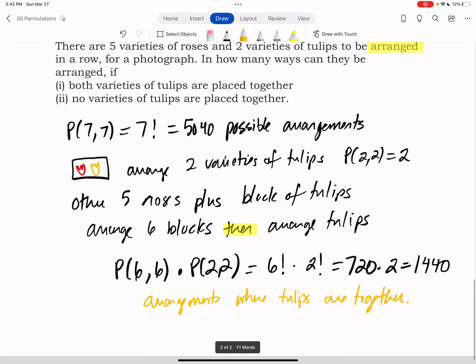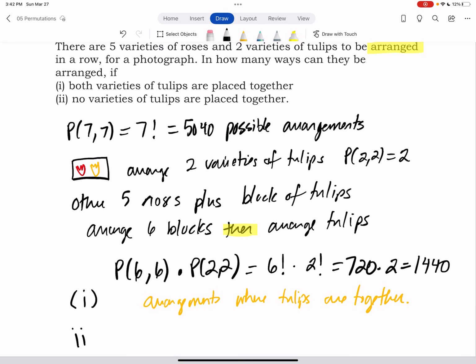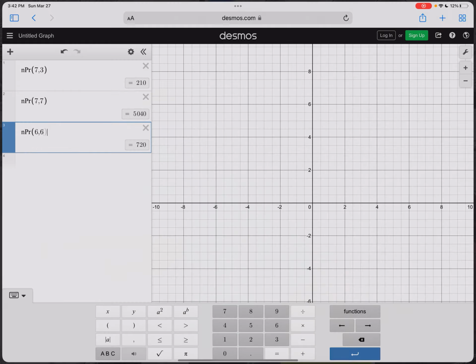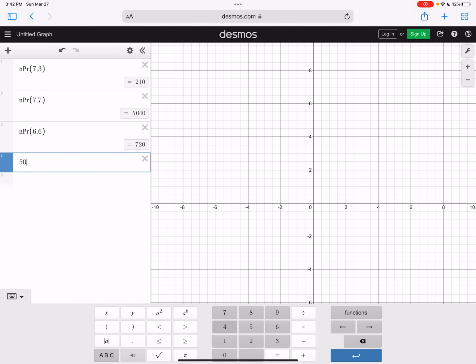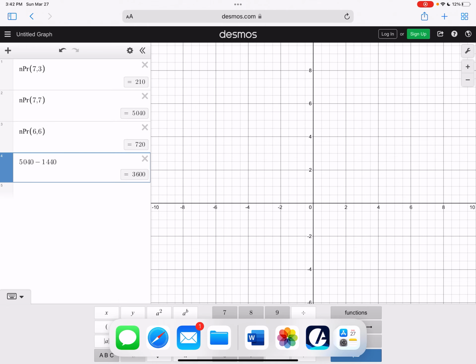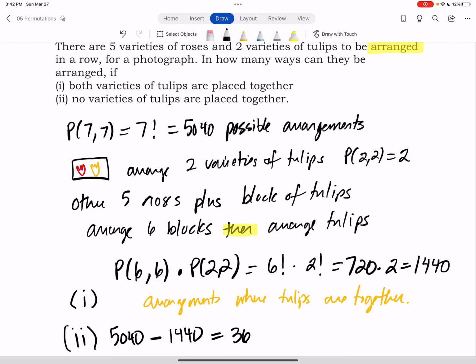In the other case, number 2, remember there are 5,040 total minus the 1,440 where the tulips are together. Leaves me with 5,040 minus 1,440, 3,600 arrangements where the tulips are not together.